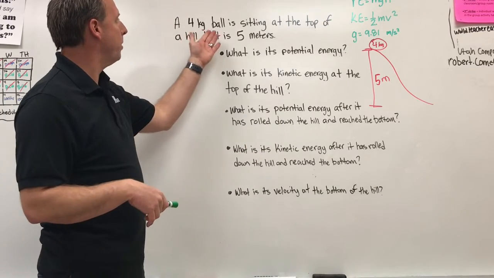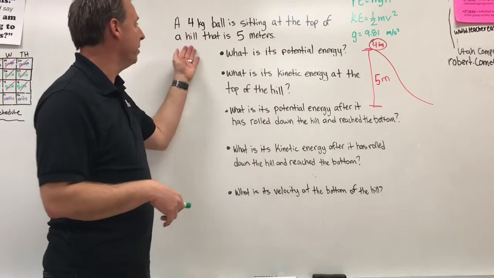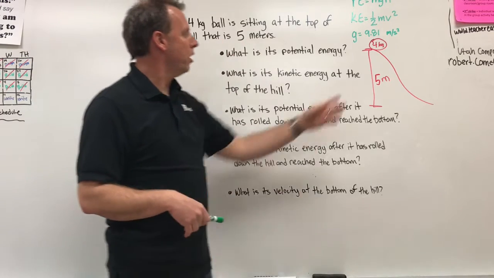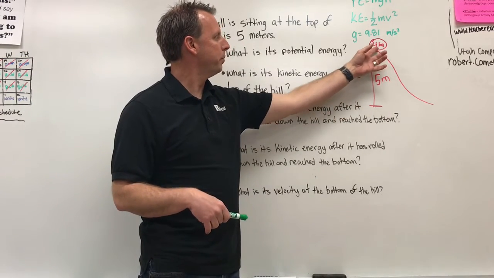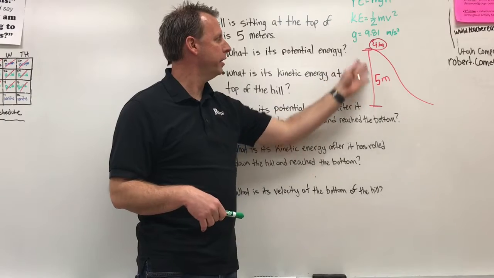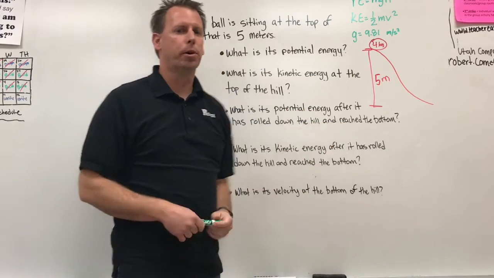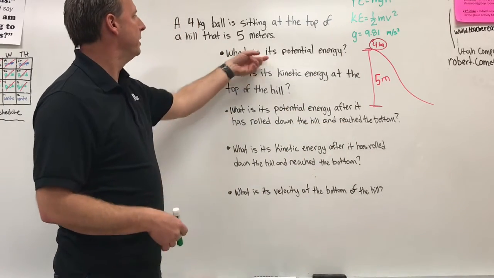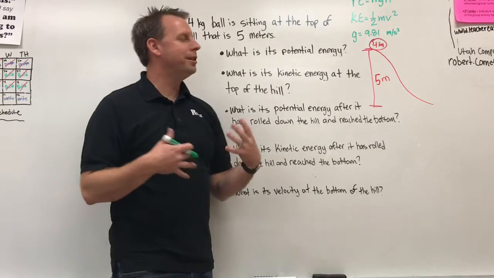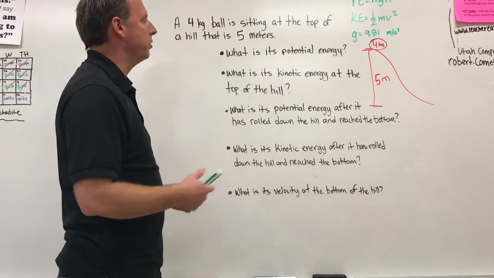So here's the setup. A 4-kilogram ball is sitting at the top of a hill that is 5 meters. So this is kind of our picture over here. We got the ball, 4 kilograms, 5-meter hill. It's going to roll down the hill. We're going to explore what happens, right? So to get started, we are asked, what is its potential energy at the top of the hill?